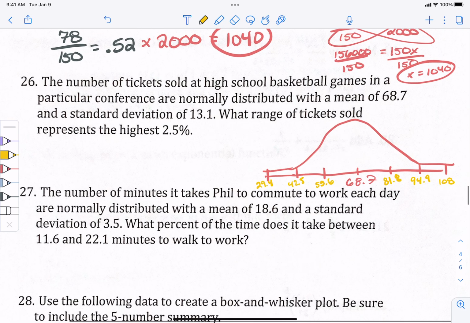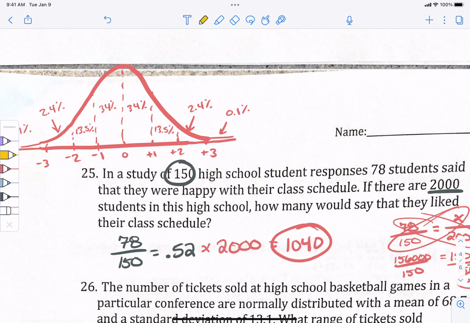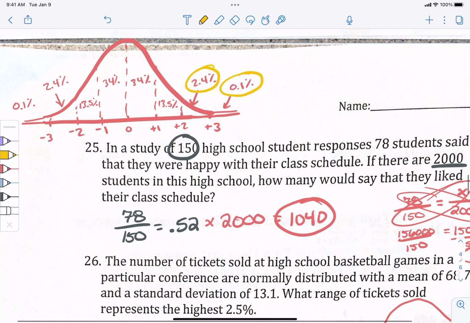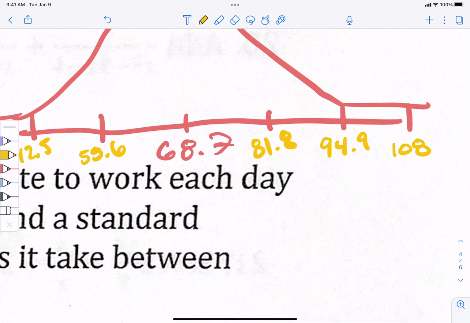What range of tickets sold represents the highest 2.5%? Okay, so let's go up here, and we're talking about the top 2.5%, which would be this category and this category. Does that make sense? And the cutoff mark is right here. Anything above this would be 2.5%. So we're talking about anything higher than +2. Which number on that number line is my +2 number?